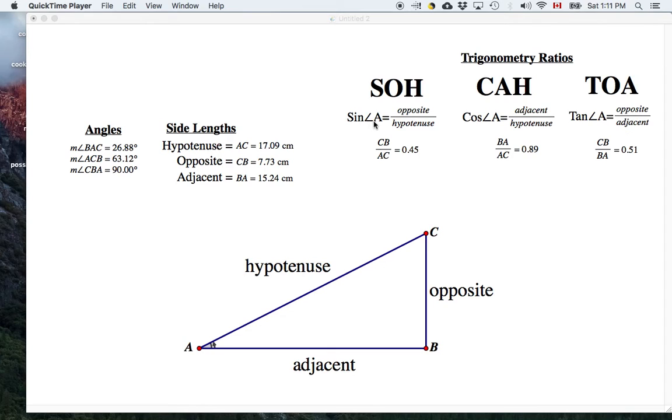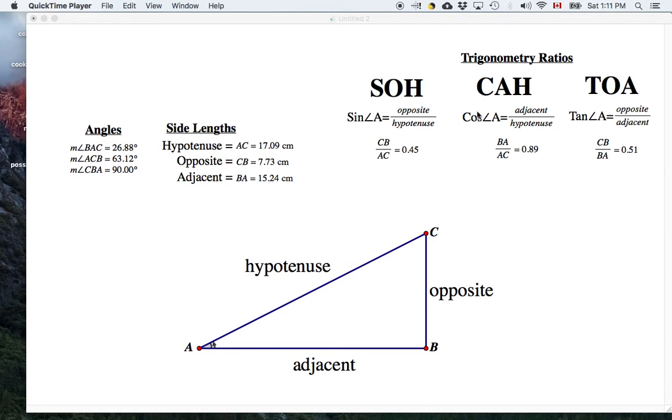Sine, or the sine of an angle, is a function on your calculator, which is basically giving you the ratio of the length of the opposite side over the length of the hypotenuse. So we're taking the length of CB and dividing it by the length of AC. So we already did that. CB over AC is 0.45.